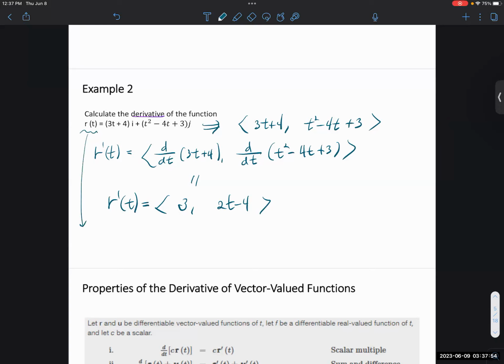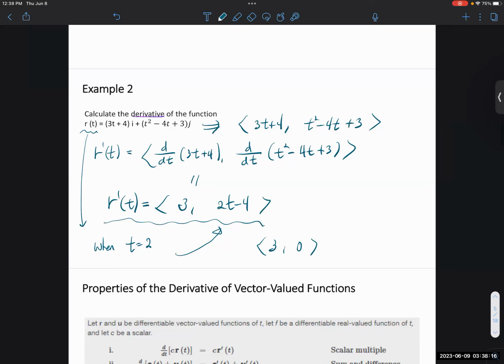That's it. So this is the general form of the slope of this r vector. They want to find the slope when t equals 2, so you plug it in here. 3 is constant, and 4 minus 4 is 0. So this is the slope when t equals 2. You can evaluate other slopes depending on t as well, but this is a general form.